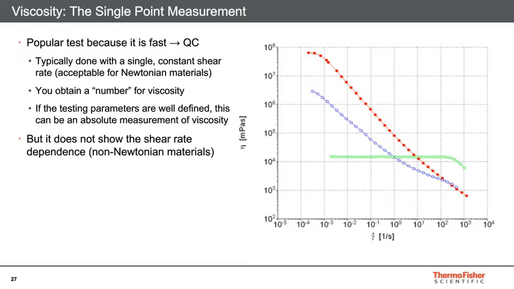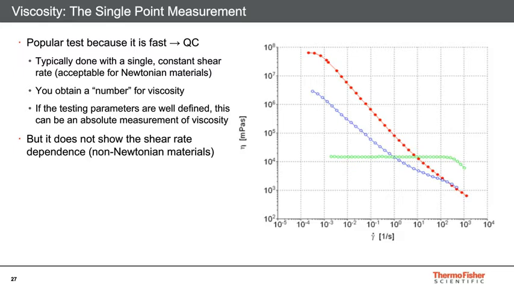We have three different materials. We have red and blue materials that show pretty significant shear thinning behavior, so the viscosity is decreasing quite drastically as a function of shear rate. Then we have this green material, which has a pretty long Newtonian plateau, so its viscosity is pretty constant until you get up to high shear rates, because you eventually see some shear thinning behavior as well.